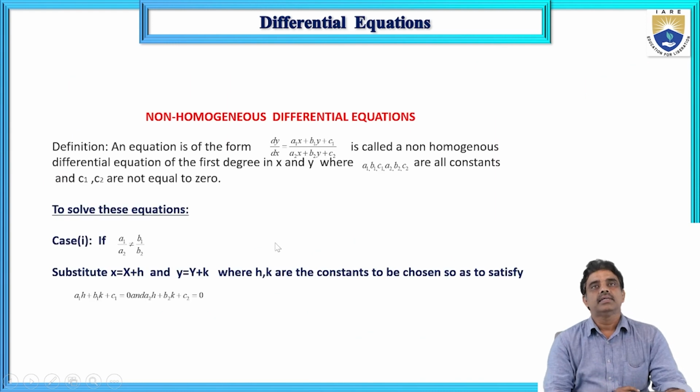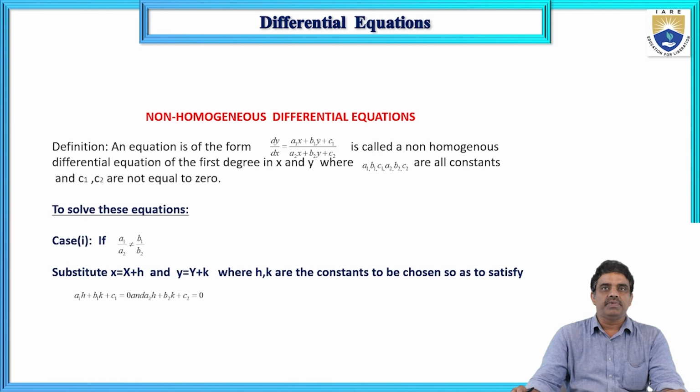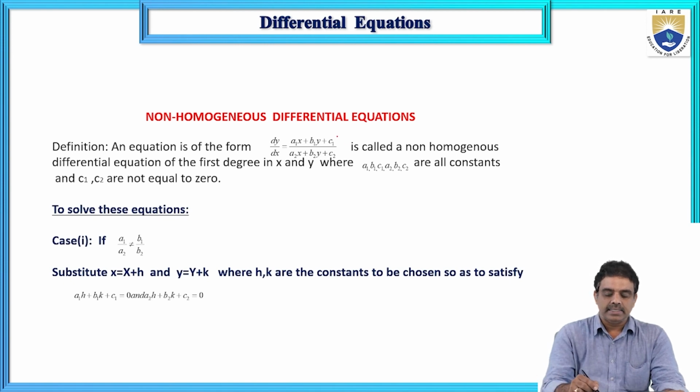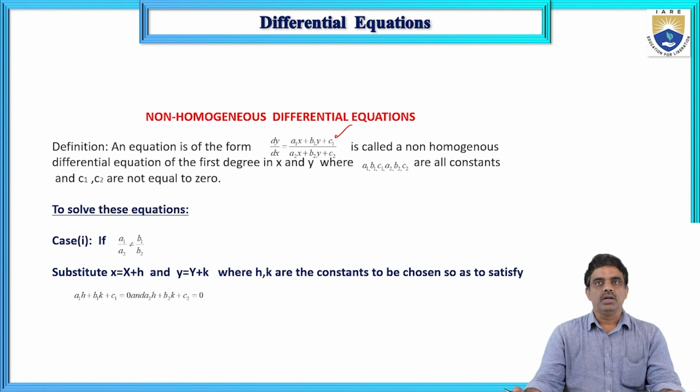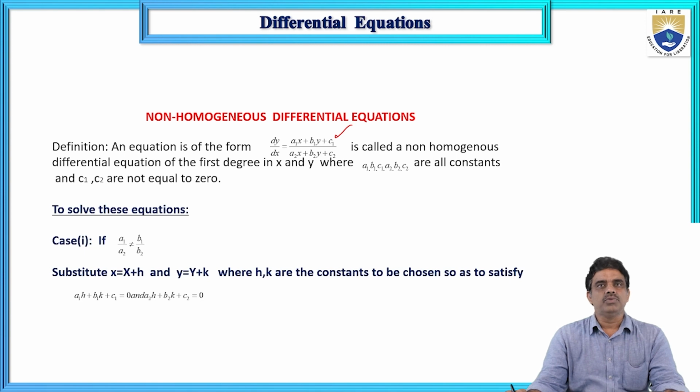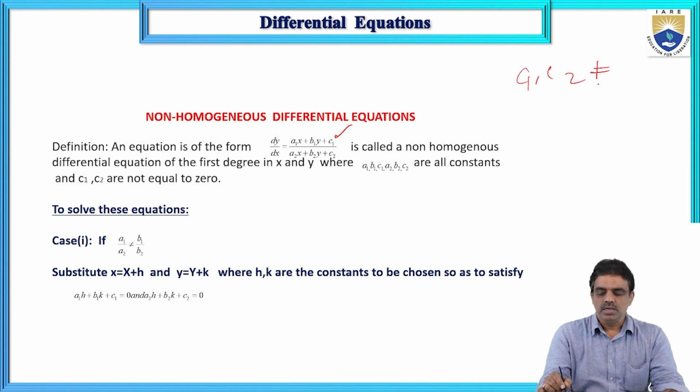The next topic is non-homogeneous differential equation. When we say that an equation is a non-homogeneous differential equation, it is an equation of the form dy by dx is equal to a1x plus b1y plus c1 by a2x plus b2y plus c2, called a non-homogeneous differential equation of first order in x and y. Here a1, b1, c1, a2, b2, c2 are all constants, where c1 and c2 are both not equal to 0.